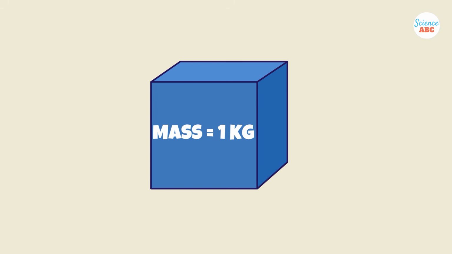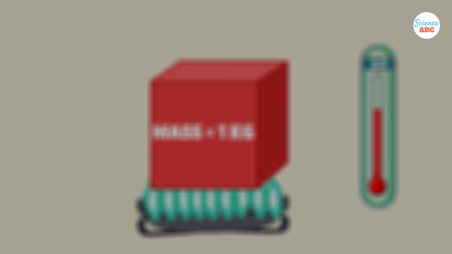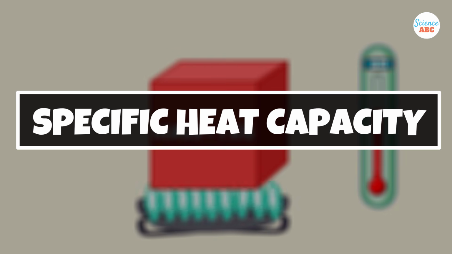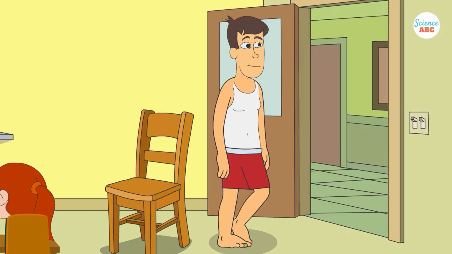The amount of heat required per unit of mass to change its temperature by 1 degree is called the specific heat capacity. That's the technical definition, but let's try to understand this with a practical example.